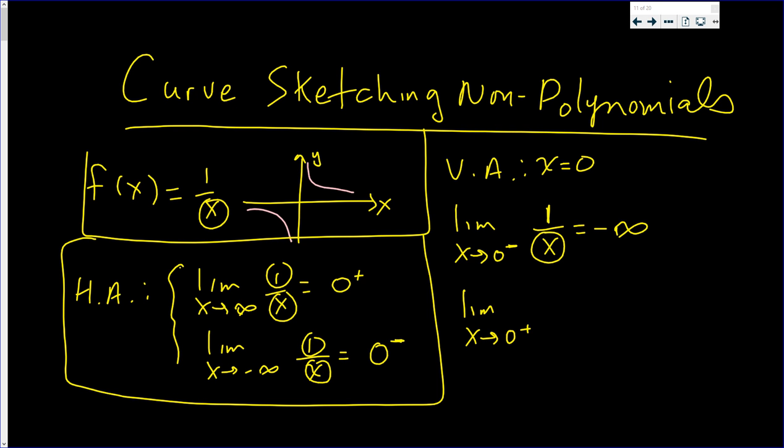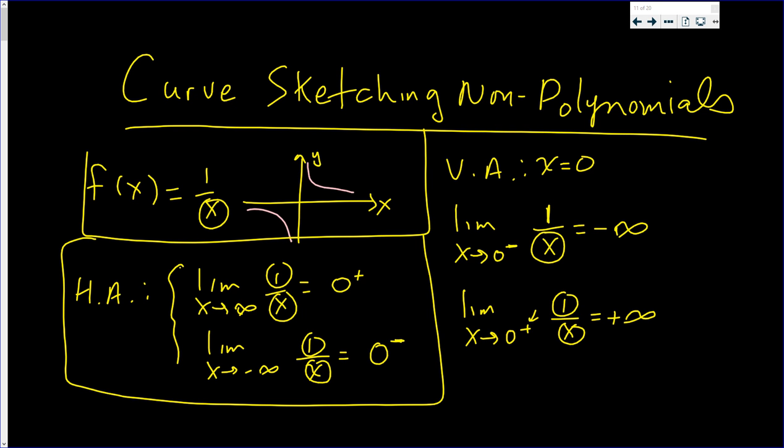When x is a little bit more than 0, 1 divided by really, really close to 0, again, is either plus or minus infinity. The numerator is always positive, it's 1. And the denominator is a little bit more than 0. That makes it positive. Positive over positive is positive.